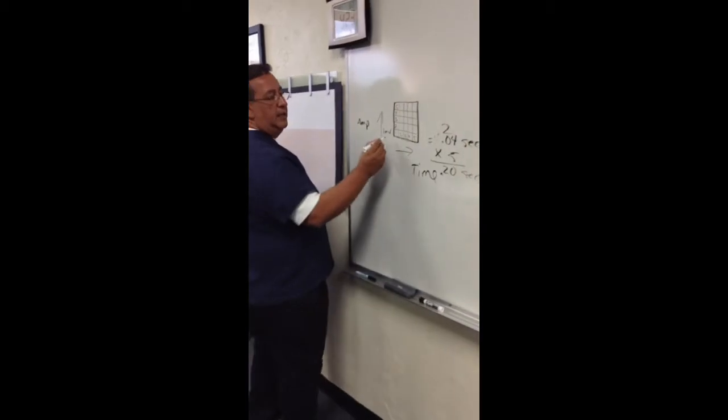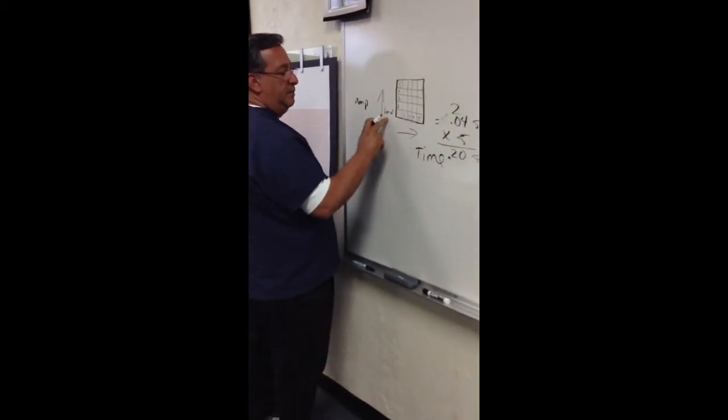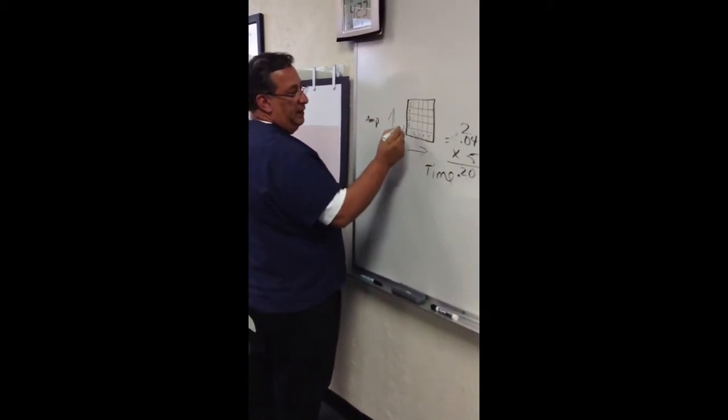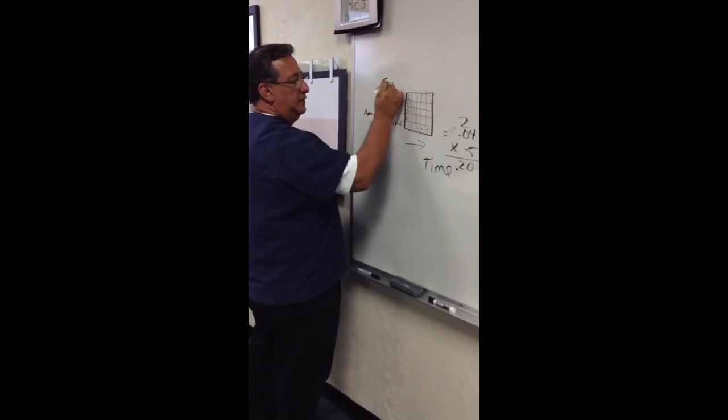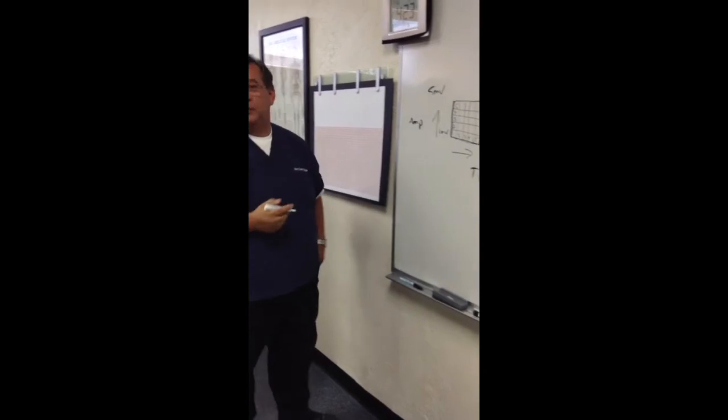Now, every little box upward represents millivolts, and so that's real simple. 5 little boxes in a large square up is 5 millivolts. So that's real easy.